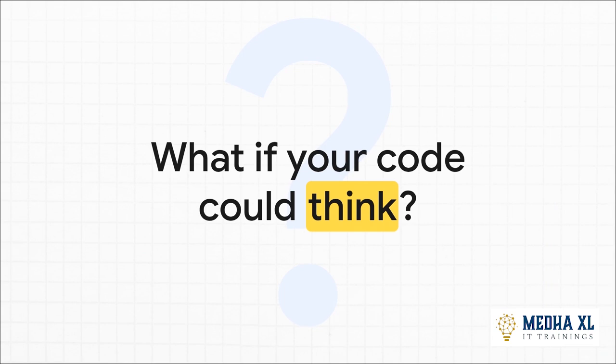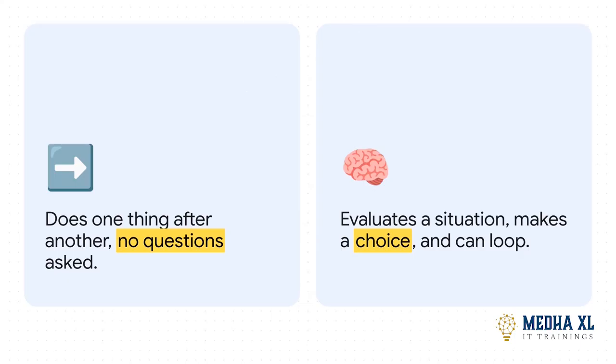What if your code wasn't just some simple to-do list that runs from top to bottom? What if it could actually react to situations, adapt, and solve real dynamic problems? That's the huge leap we're about to make. On one hand, you've got this linear code. It's like a straight road. It just does one thing after another, no questions asked.